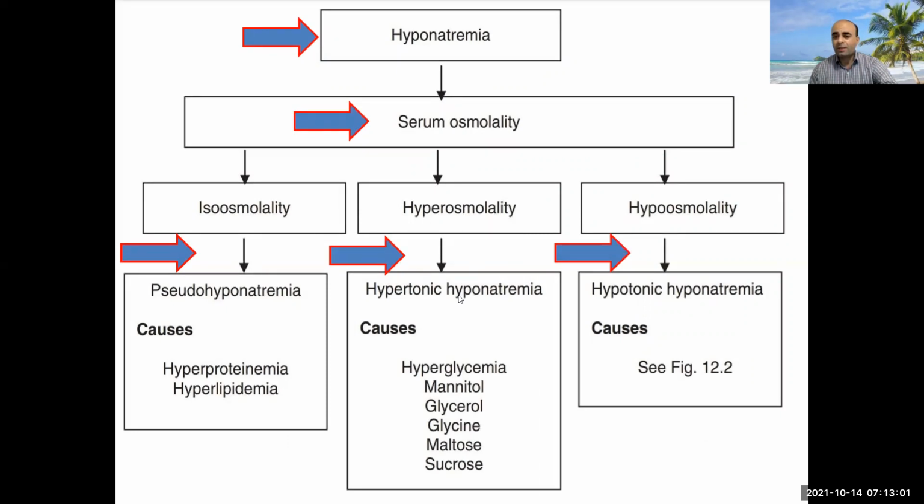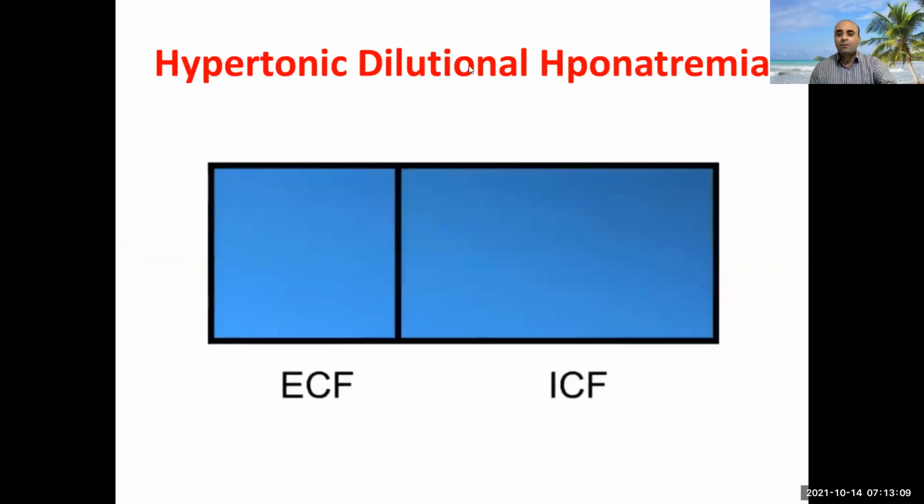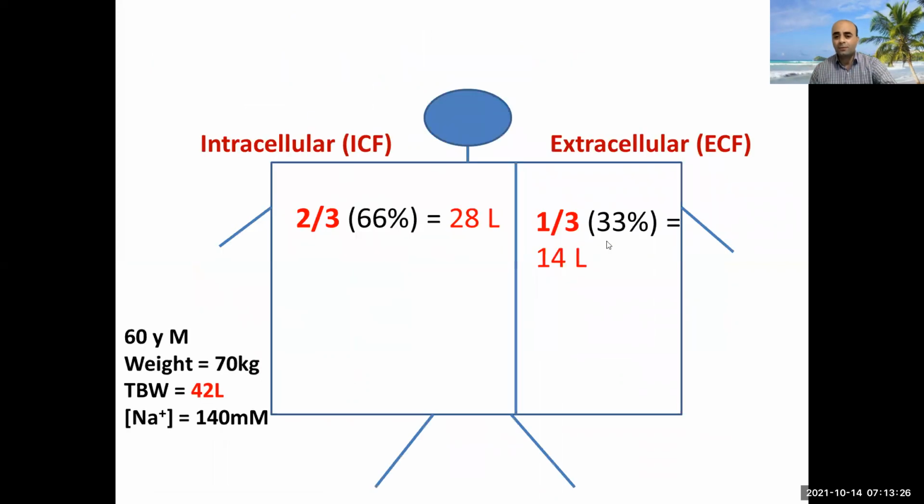Hypertonic, this hyponatremia, the dilutional hyponatremia, as in the case of hyperglycemia, mannitol, glycerin, maltose, sucrose. We'll discuss this hypertonic dilutional hyponatremia. We have intracellular fluid compartment and extracellular fluid compartment. This is our body box, a closed box already divided into extracellular compartment and intracellular compartment. Just to remind you, intracellular fluid compartment is around 2/3. For example, if you have a 60 years old patient, his weight 70 kilograms, total body water for this patient is 42 liters.